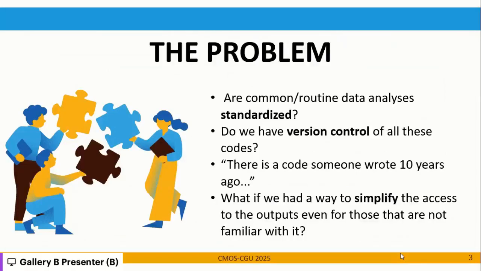The third point, and something that I'm pretty sure I'm not the only one, and not even Emilio is the only one that has heard about: someone in the past has a code, you have to figure out how to use that, and we're lucky if the new version of the software that you were using still accepts those. From that, the last point: what if we had a way to simplify the access to the outputs, even for those that are not modelers, people that actually don't use NEMO? Well, sounds interesting. Now you got my attention, Emilio.